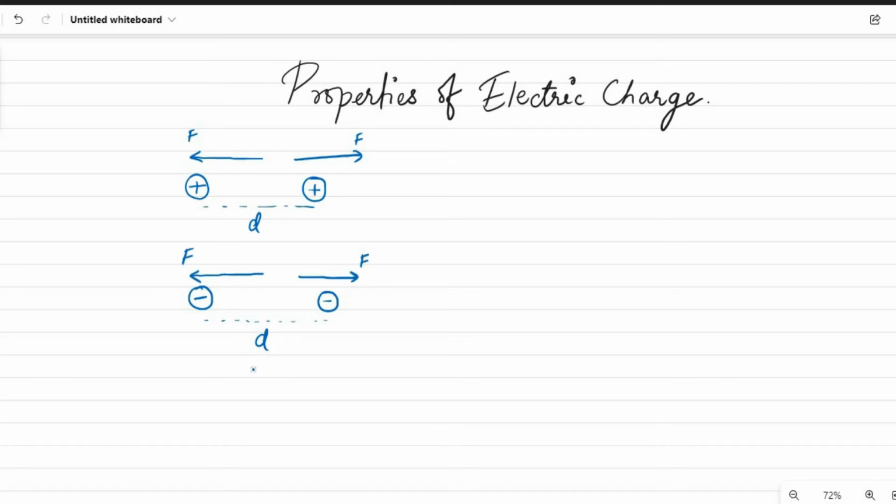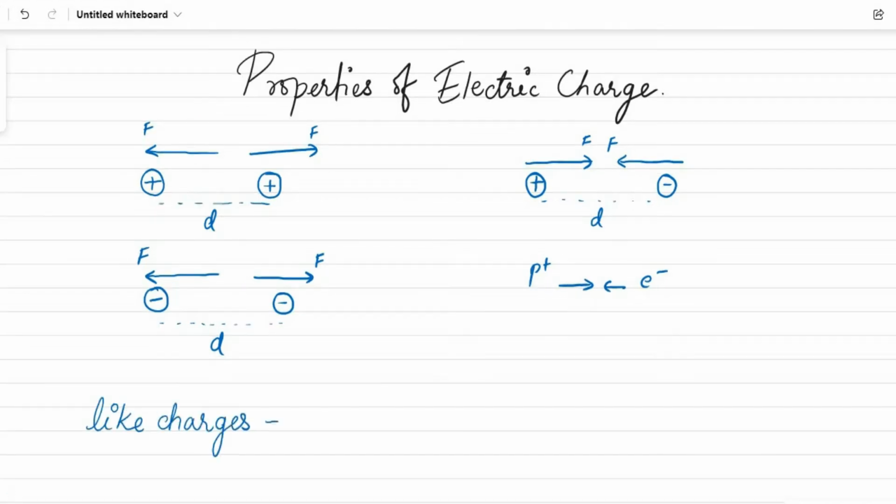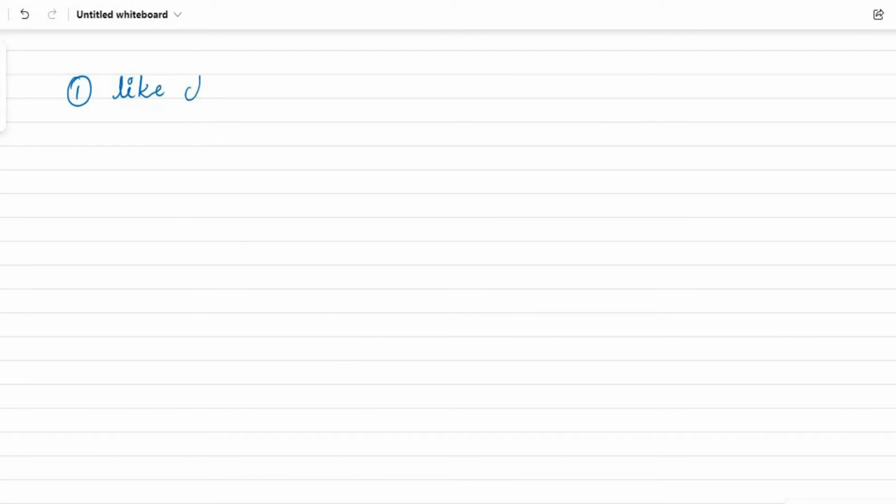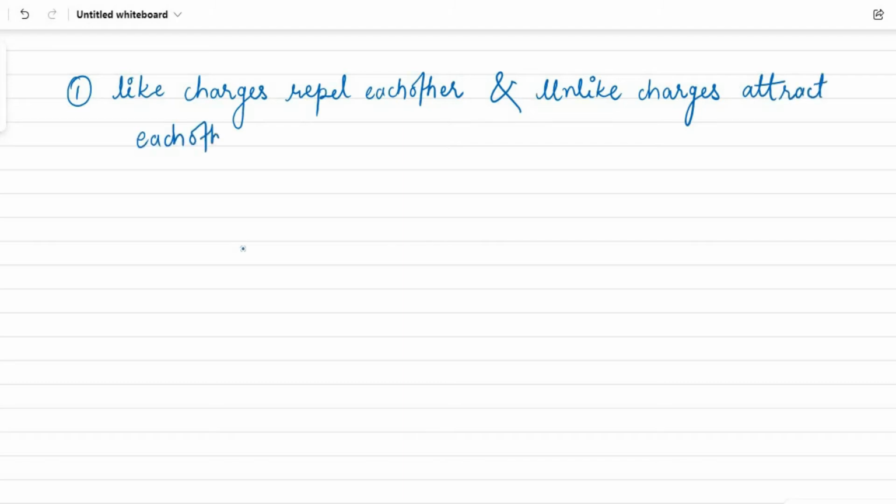On another hand, if I place a positive charge and a negative charge with some separation, let us say d, both will be attracting each other. So the force will be force of attraction. Like we have seen in an atom how a proton and electron attract each other. So from this we can conclude that like charges repel each other and unlike charges attract each other. So this made my first point in the properties of charges. Like charges repel each other and unlike charges attract each other.